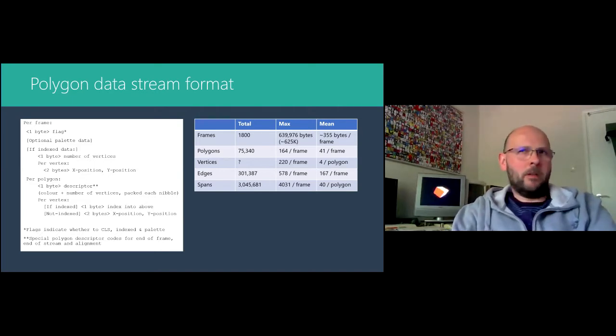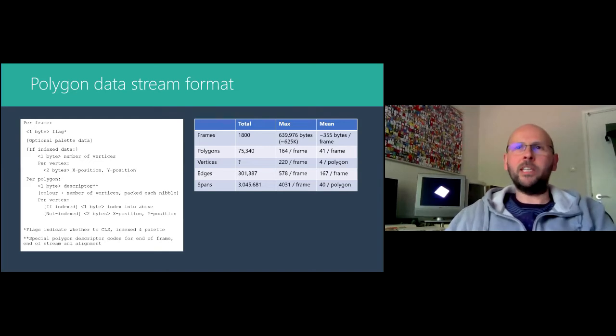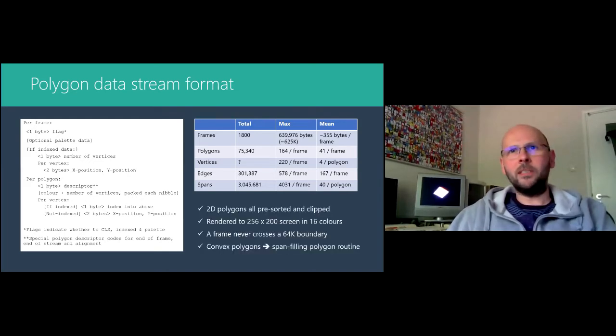But anyway, it's good to have the numbers. The data is quite nicely pre-formatted. Everything's already in 2D. Even though it's a 3D demo, there's no 3D maths to do. It's already pre-sorted and clipped into 2D. And it's rendered at Atari ST resolution, so 256 by 200, 16 colors. And all the polygons are convex, so that means we can use a span filling polygon routine.